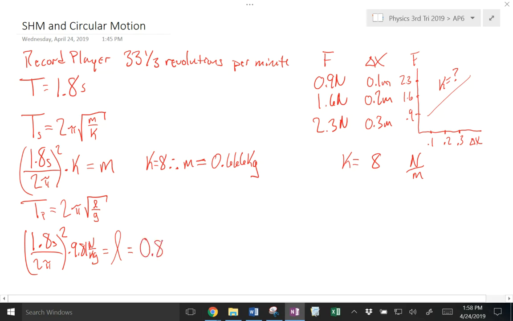Ballpark 0.81 meters. Okay. So we've got a length of a pendulum. We've got a mass of an oscillator. We've got a record player. So let's go give this a sniff, see how it shakes out.